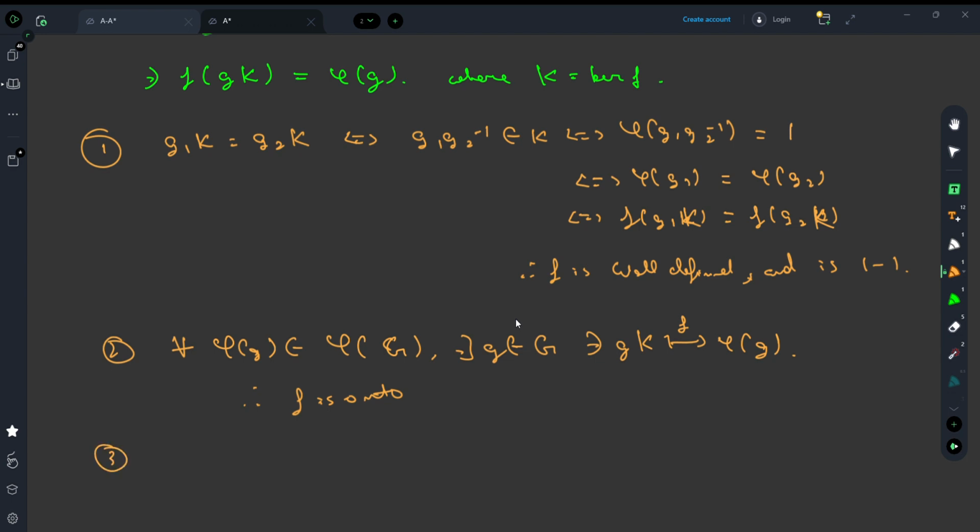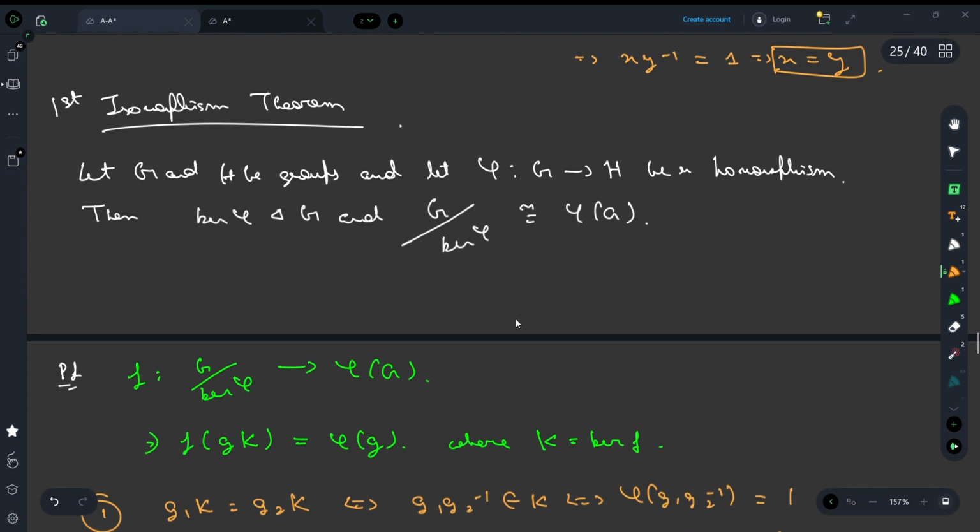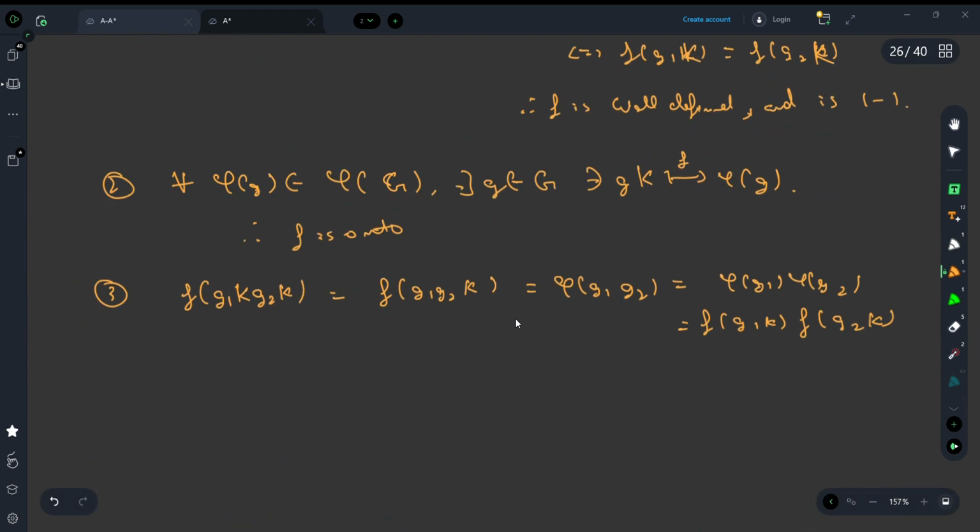Is f a homomorphism? So what is f of g1K g2K? It's f of g1g2K, but f of g1g2K is phi of g1g2. Phi is a homomorphism, so it's phi of g1 times phi of g2, but phi of g1 is f of g1K, and phi of g2 is f of g2K. Therefore, f is a well-defined homomorphism, right?